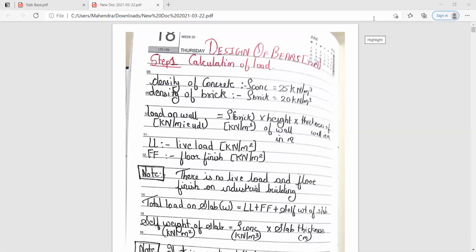Yes, Abdullah, the sums based on the slab base, you are talking about that, or you are talking about the designing of beams?